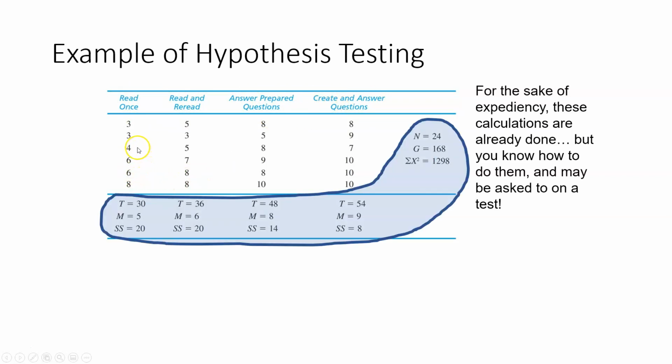I have given you all of these values here for the sake of expediency, but you know how to get these. You know how to compute the total n and the big G and the sum of x squared and the T and the M and the SS. And you may be asked to do that on homework or on a test, so please be prepared. Don't forget what these represent, even though I'm giving them to you here.